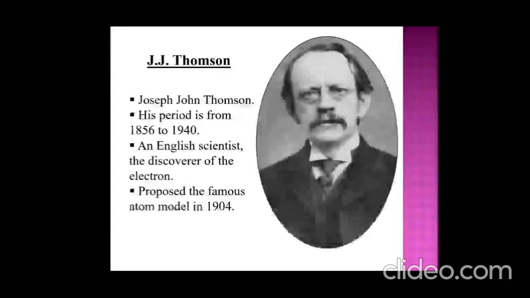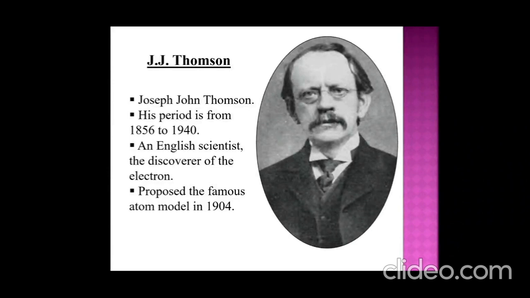Next, we will see J. J. Thomson's atom model. First of all, his full name is Joseph John Thomson, and his period is from 1856 to 1940. He is an English scientist and the discoverer of the electron. We will see later what an electron is. He proposed this atom model in 1904.